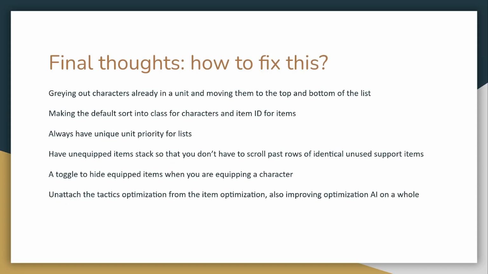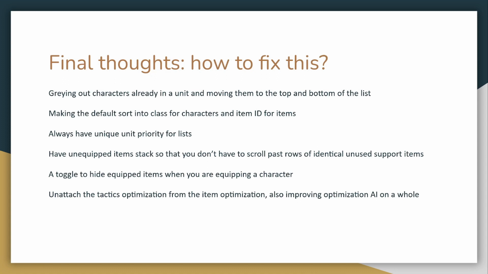Now, how would I personally fix these UX issues? I would try to gray out characters who are already in a formation, and then move them either to the top or the bottom of the list so that they're not in the way. I would also make the default sort into class for characters and item ID for items, so that there's a more sensical list of everyone.